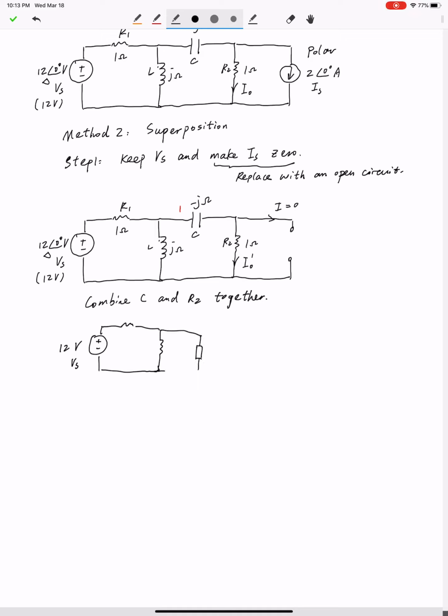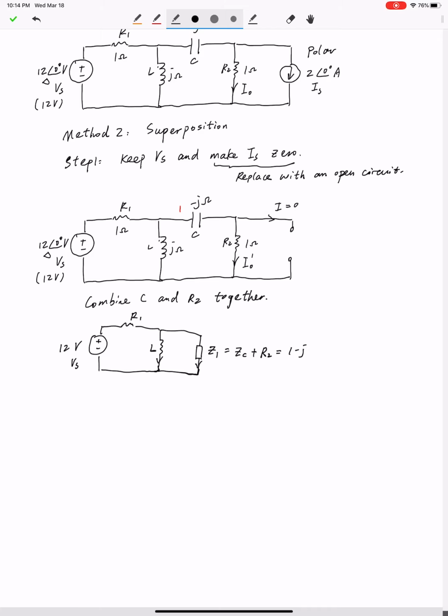And name the result of the combination as Z1. Okay. Z1 equals ZC plus R2, and that equals 1 minus j. Right, so after this step, as you can observe, the next step we can do is these two branches, this one and this one, are connected in a parallel way, right?